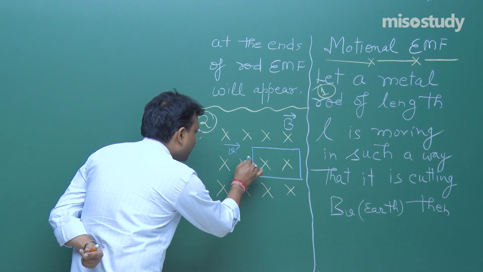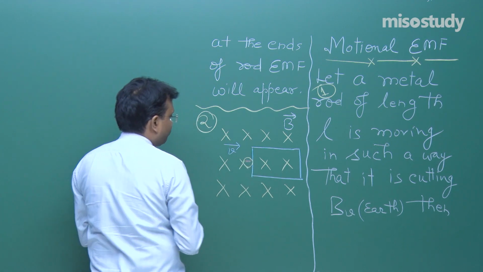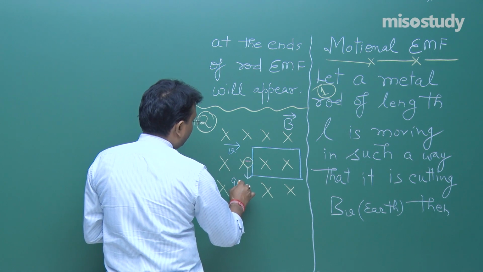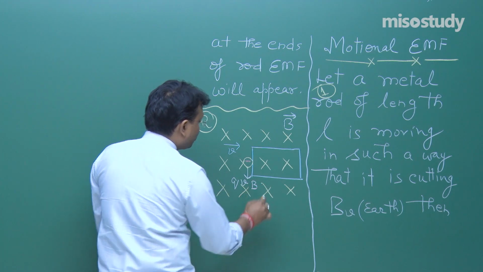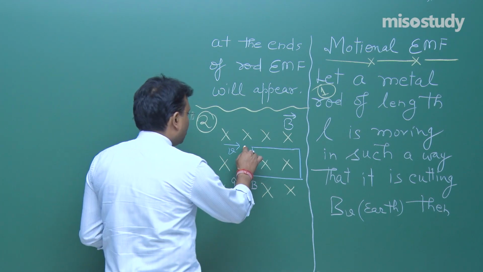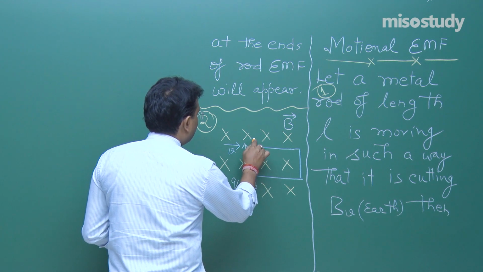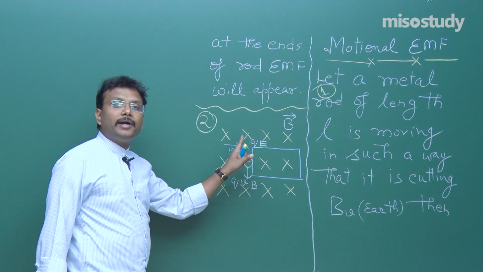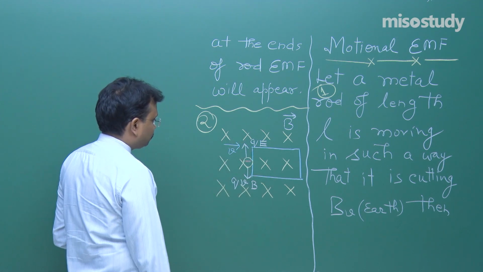So this electron, with charge Q, experiences QVB acting in this direction, and QE will act in the upward direction.